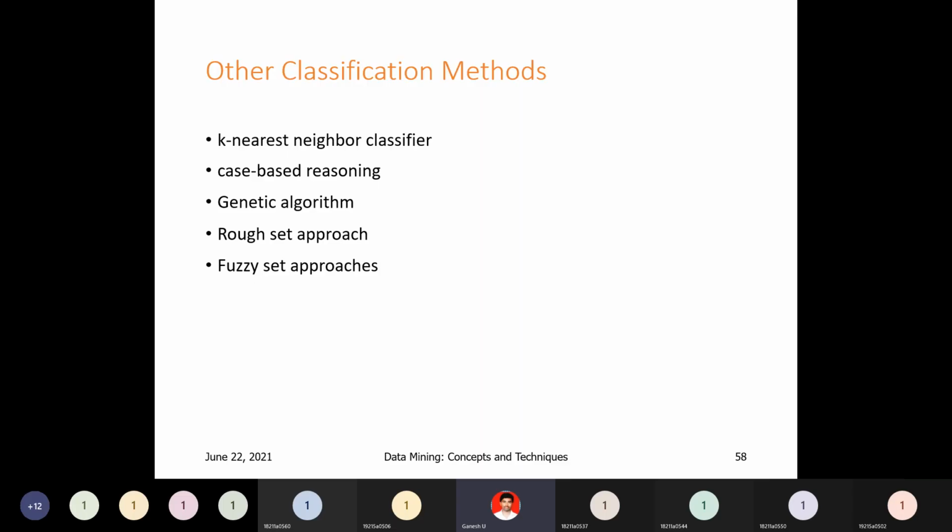Classifier, case-based reasoning, genetic algorithm, rough set approach, fuzzy set approaches. Okay, these are the other classification methods. Now let's see k nearest neighbor.